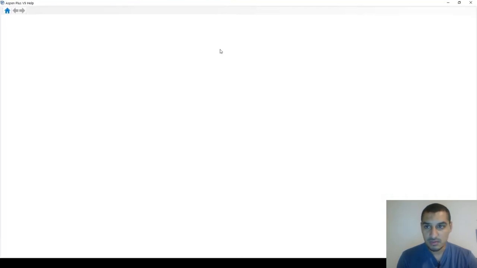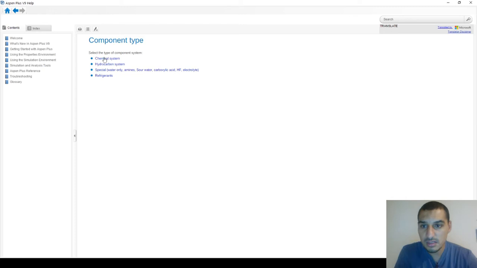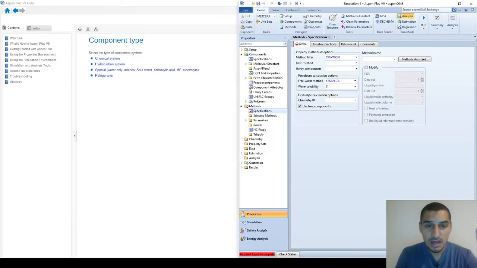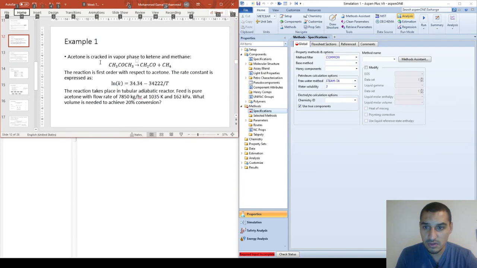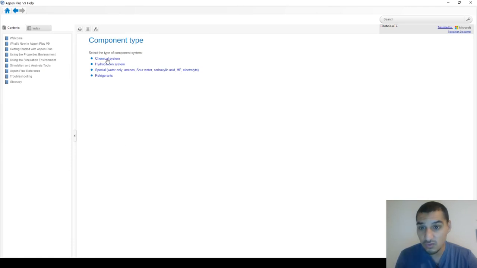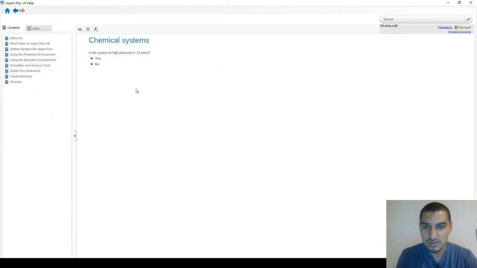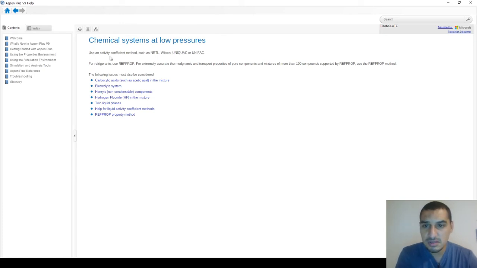again, as we do every time, we will answer some questions. It is either by component type or process type. So I'm going to choose the component type, and it is not a hydrocarbon. The components that I am working with are acetone, ketene and methane, so they are polar components, so I'm going to go for chemical system. I'm working at almost 1.5 bar, so it's not a high pressure system. So it suggests using an activity coefficient model like NRTL, Wilson, or whatever.